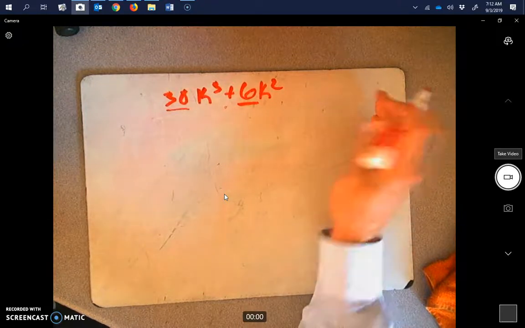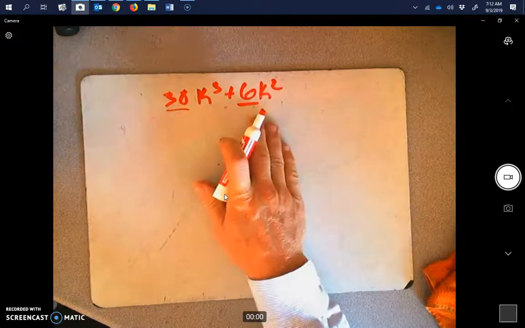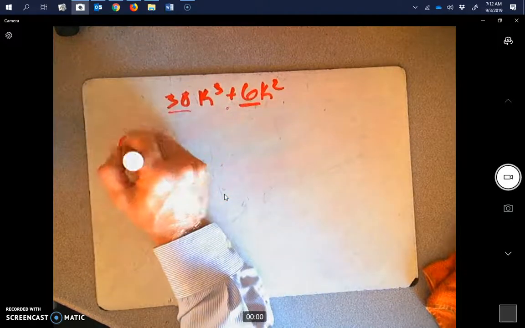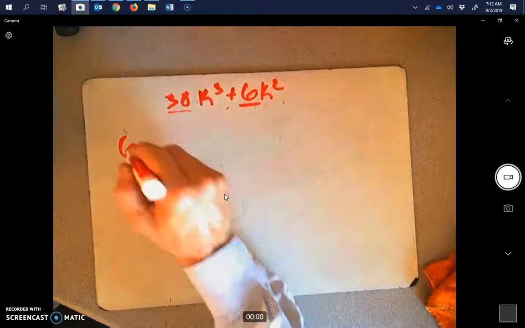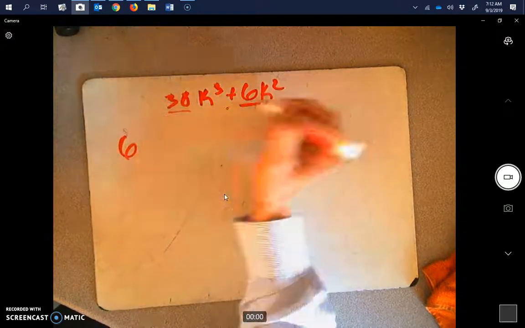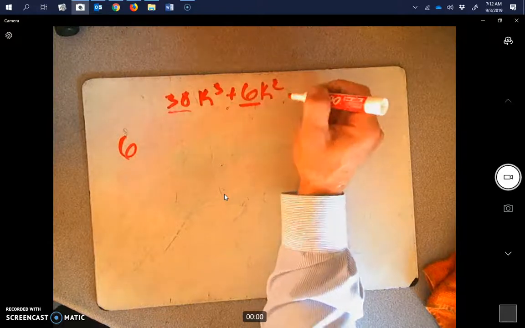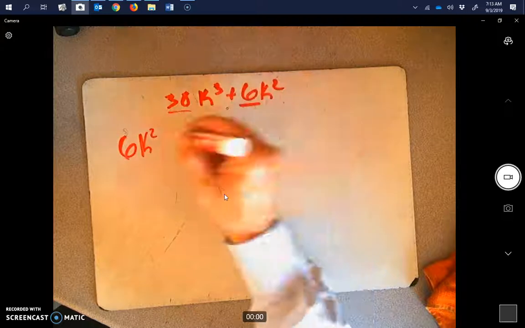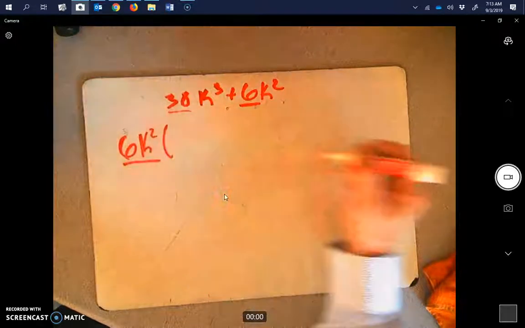So looking at the coefficients, what's the largest number we can pull out of these? Well, 30 has 6. So the largest number is 6. It's 6 times 6, and 6 times 1, and 6 times 5 is 30. And then we have k cubed, k squared. Well, the highest power we can pull out would be k squared. So that's the greatest common monomial factor.